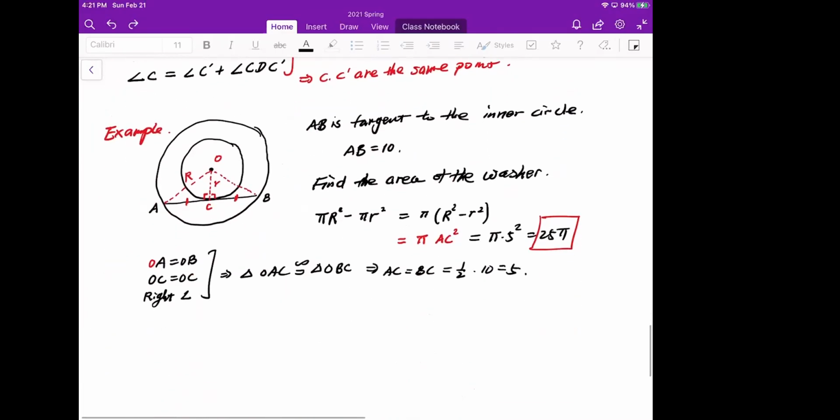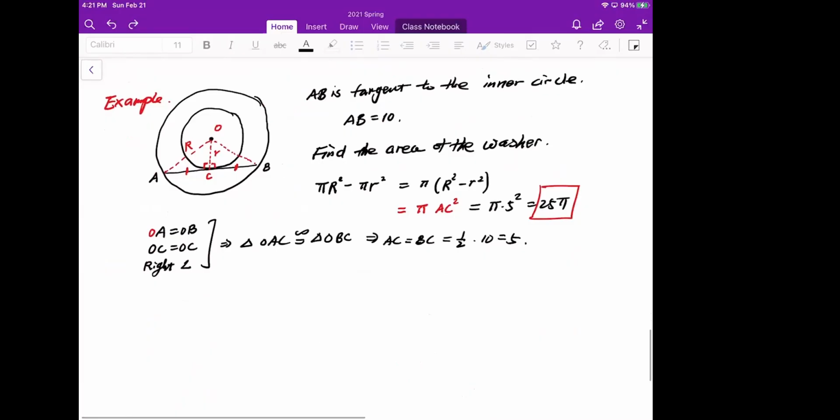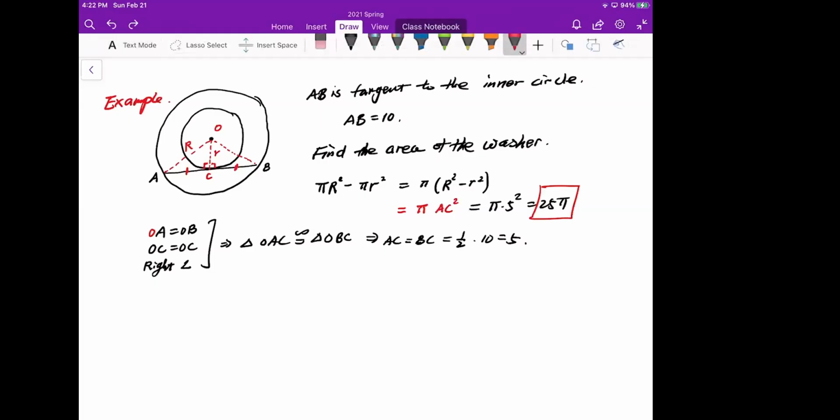And the last problem is very tricky. Just take a quick look for one more minute. Suppose AB is a tangent to the inside circle, right? The length of AB is 10, right? I want to find the area of the washer. So the washer just means the area between the two circles, right? So by the definition, it's pi R squared minus pi little r squared. So it's pi times the capital R squared minus the smaller r squared.